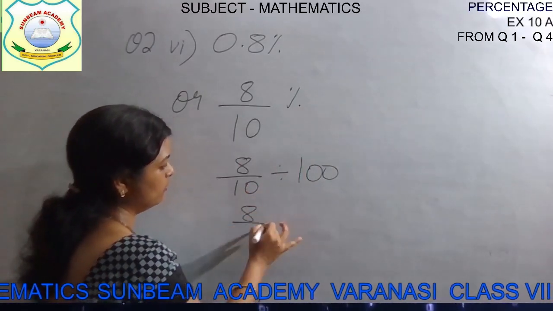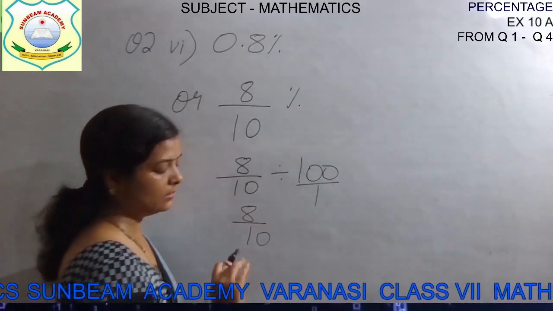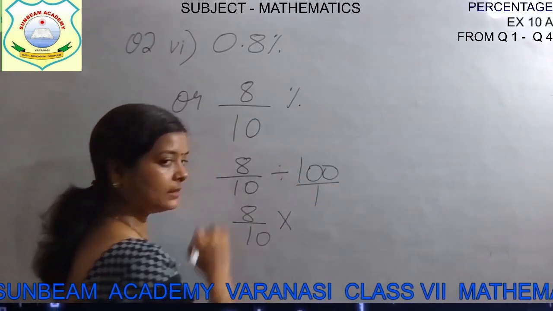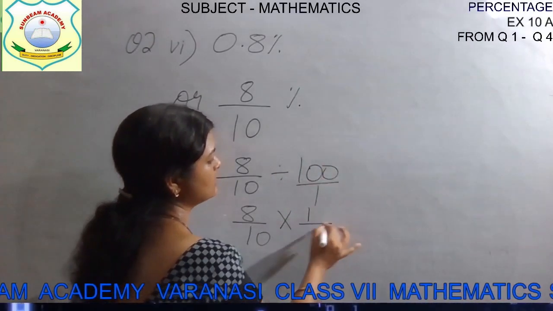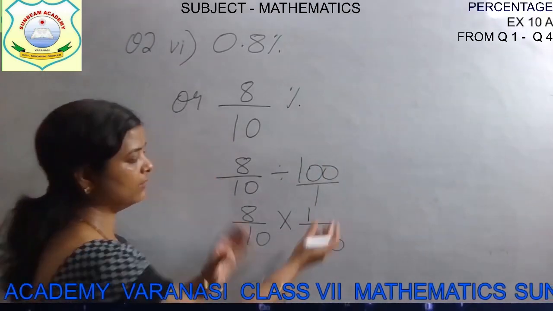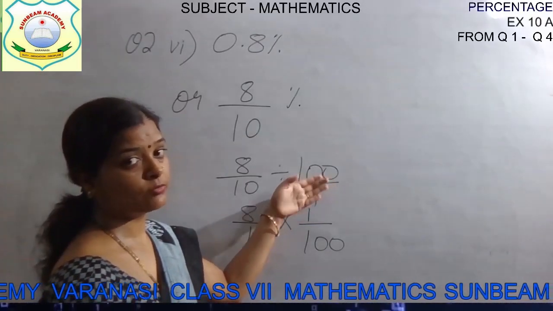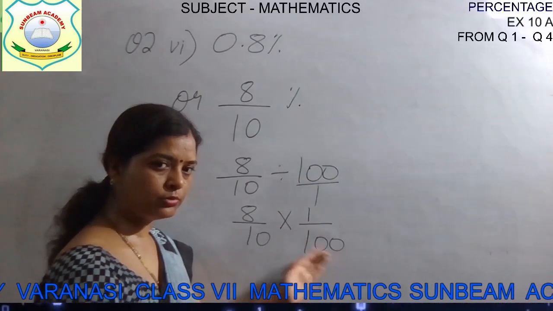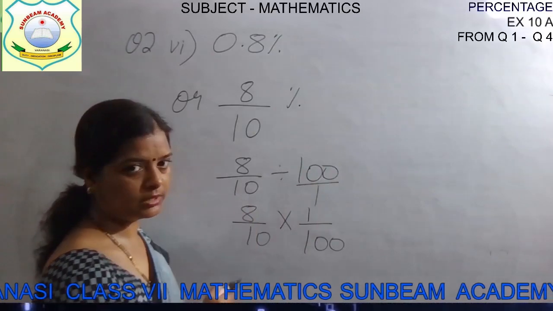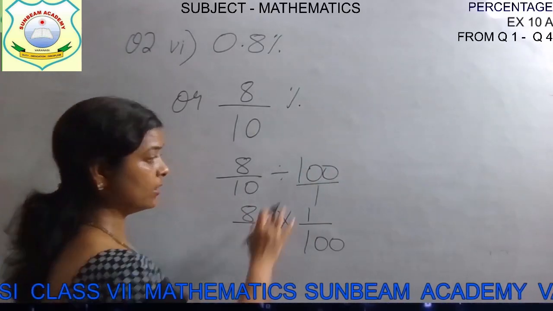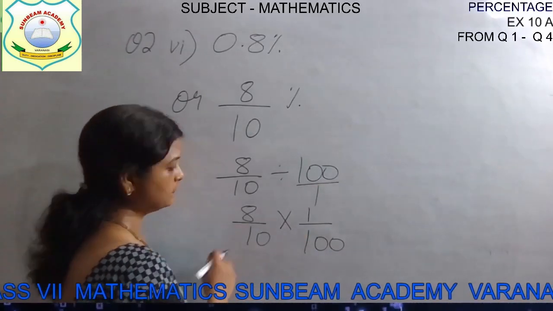Now the first fraction will remain as it is. This 100 we can write as 100 by 1. Divide will change into multiply, and take the reciprocal of the second fraction. Why are we doing this, children? So that we can divide these two fractions with each other. You may say, ma'am, this is not a fraction, so why have you converted? Because I have to solve using this fraction method. We can write 100 as 100 by 1. There is no error. And now perform your method.